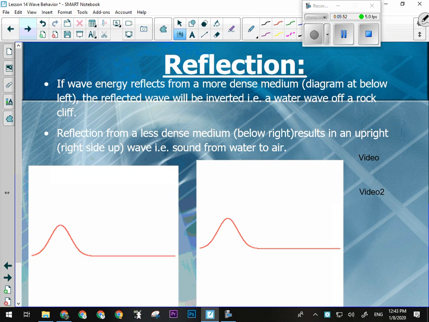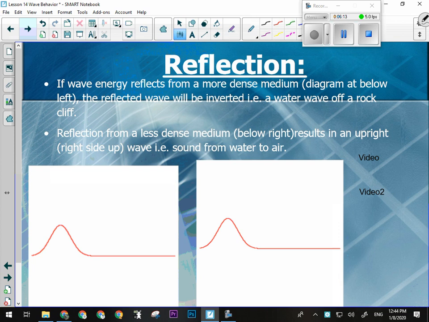All right, so for reflection, if wave energy reflects from a more dense medium, then it will reflect back inverted. So like a water wave coming in hits a cliff, it reflects back inverted. Reflection from a less dense medium results in an upright or right side up wave, like a sound going from water to air, or something along those lines.